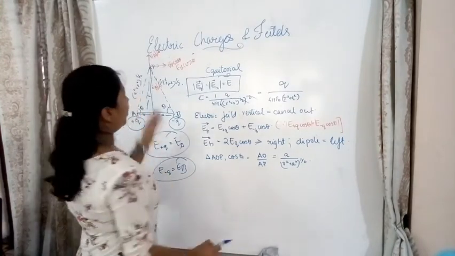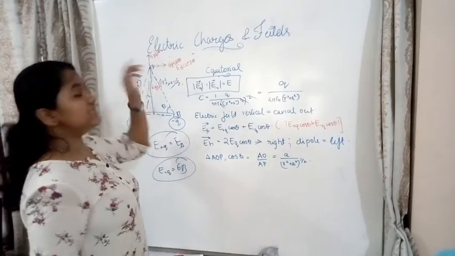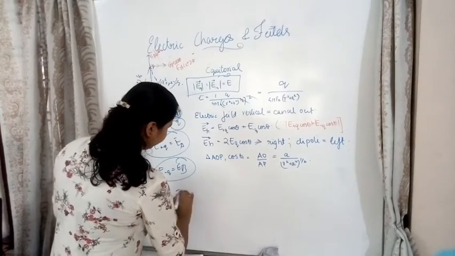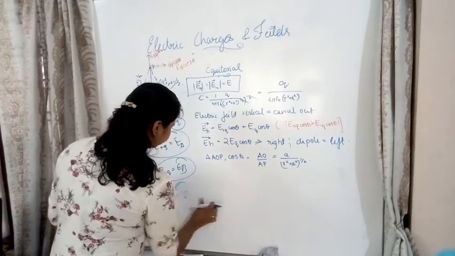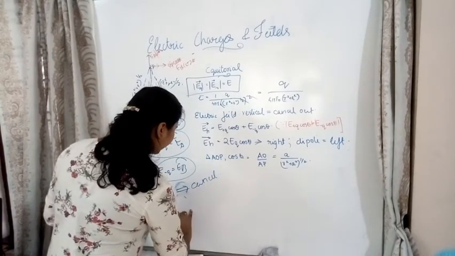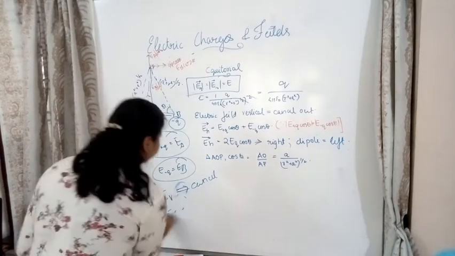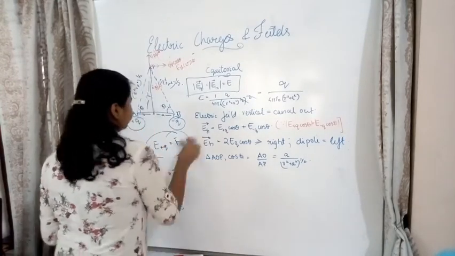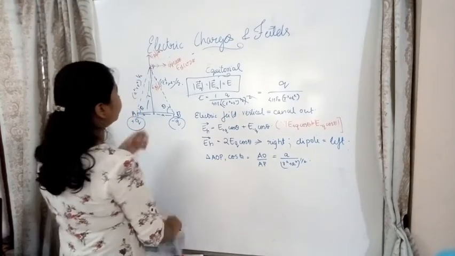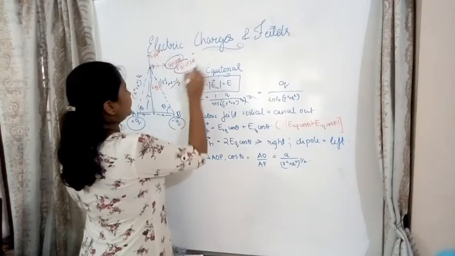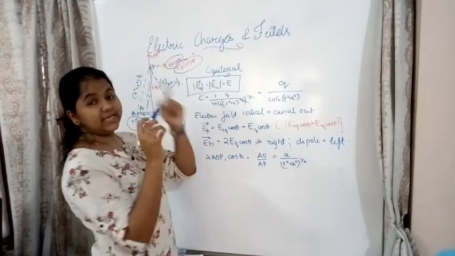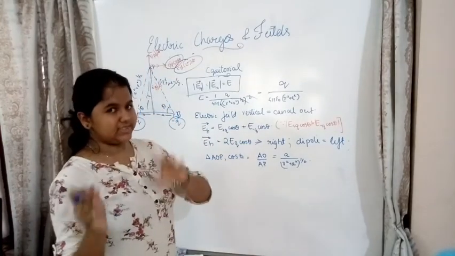So the next is over here. This is E horizontal. E vertical is cancelled; E vertical is not there. Now we have to find E horizontal. E horizontal has these two components. So E horizontal is equal to E plus Q cos theta. We represent E plus Q cos theta as E A.